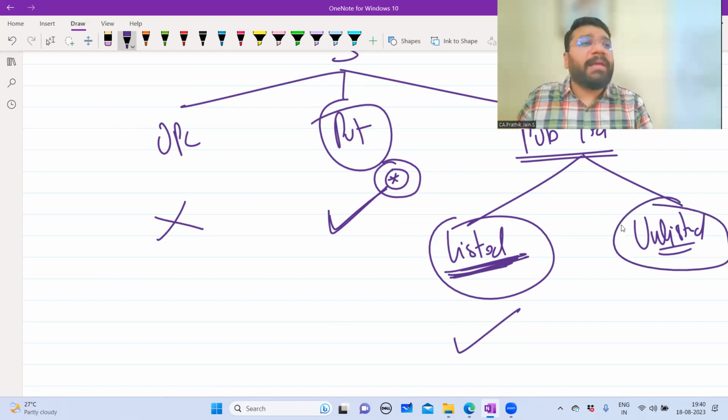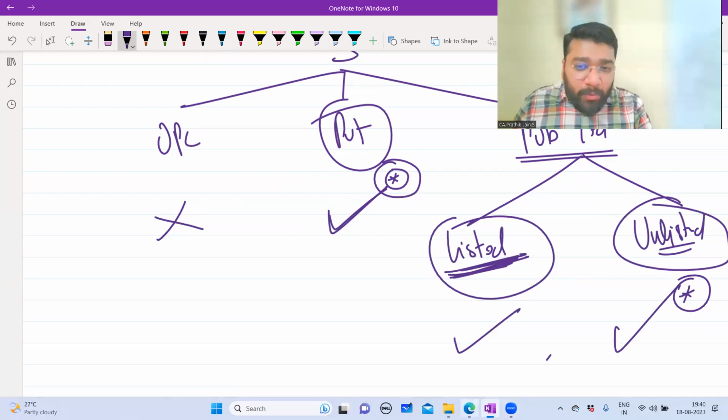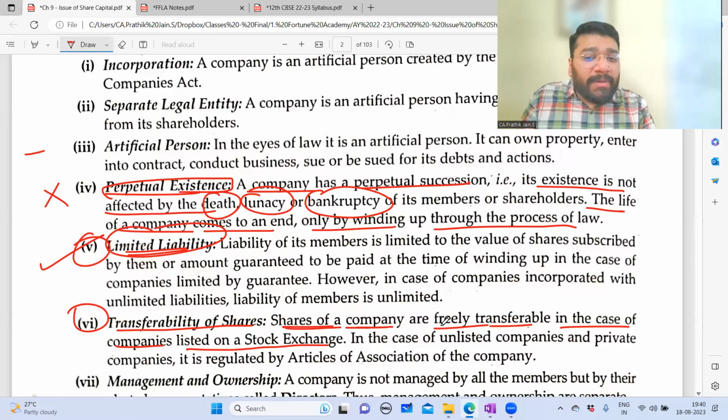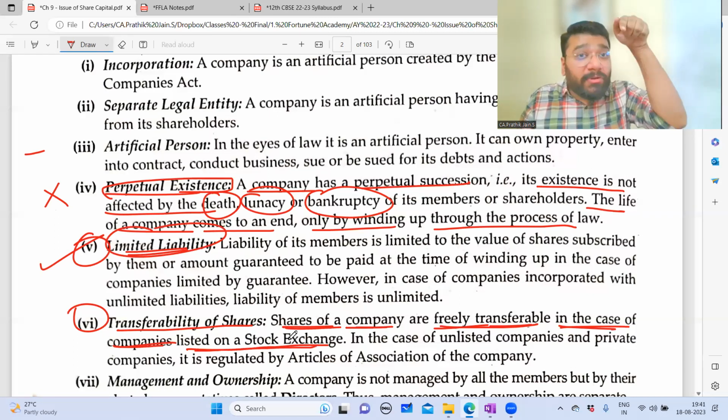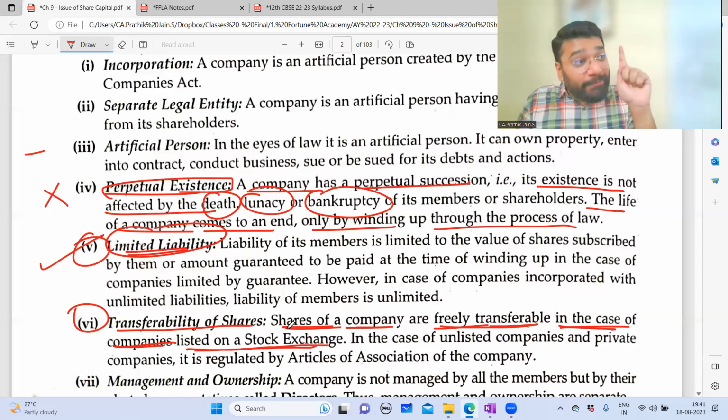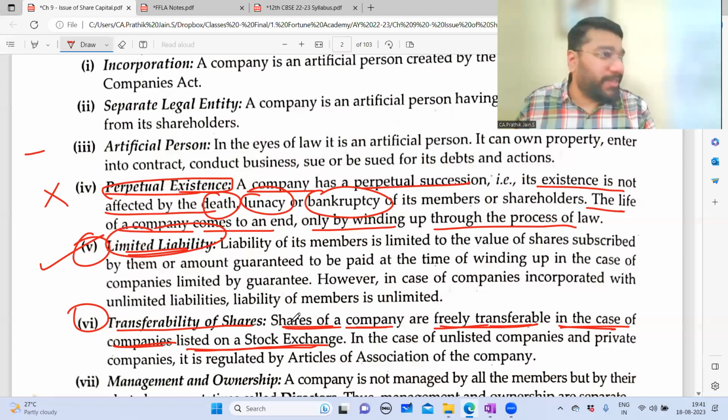Whereas in an unlisted public limited company, you can transfer, but the transfer comes with terms and conditions. Now clear? So here, what have they told? Shares of a company are freely transferable in the case of companies listed in the stock exchange. So which kind of companies can be listed in the stock exchange? Only public limited companies. Private limited companies and OPCs can never be listed in the stock exchange.